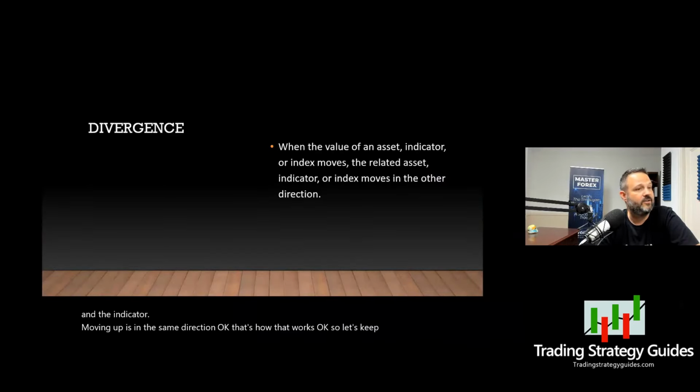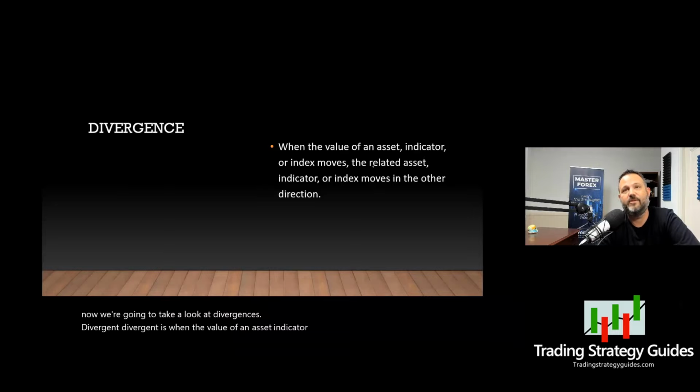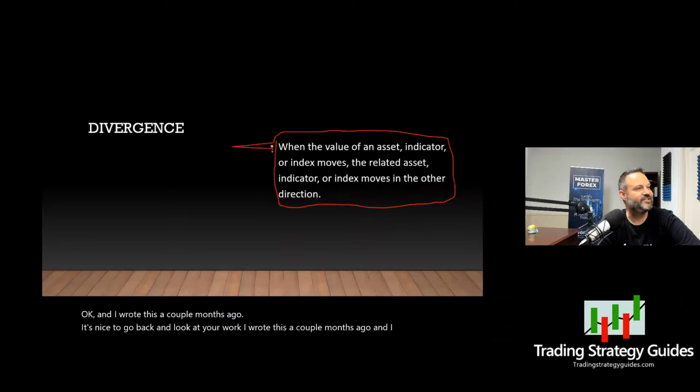Now we're going to take a look at divergence. Divergence is when the value of an asset, indicator, or index moves in the opposite direction of the related indicator. I wrote this a couple months ago. It's nice to go back and look at your work. I wrote this a couple months ago, and I don't really like the definition I wrote.